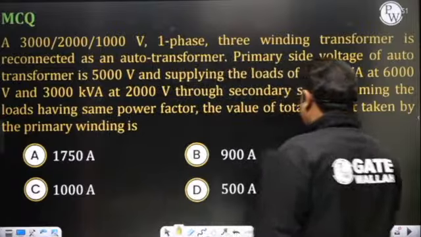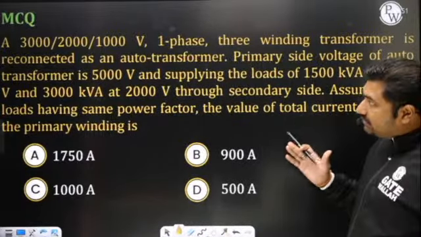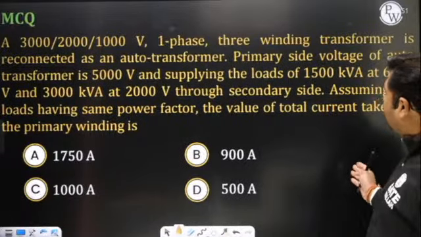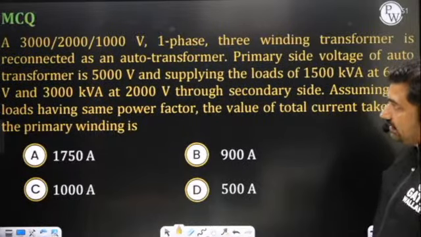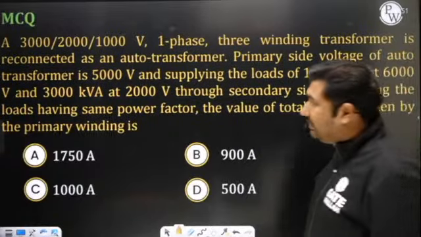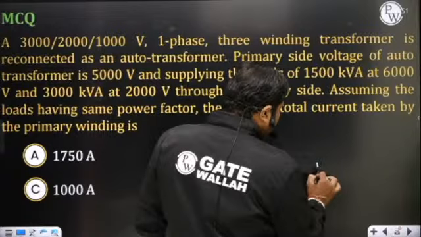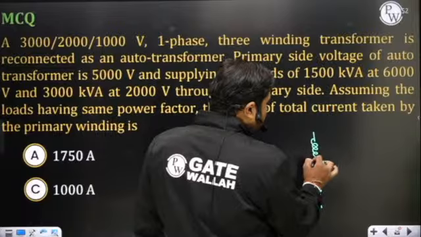Okay, sir. First of all, we have a 3 winding transformer, 3000 to 2000 to 1000. Before going to connect it as an auto transformer, I am observing what is the voltage rating of the primary side. So the voltage rating of the primary side is 5000. That is only possible when the 3000 and 2000 windings are connected in series. So I know that the 3000 and 2000 windings are connected in series.